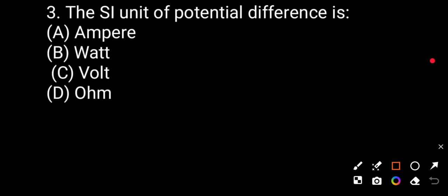Question number 3. The SI unit of the potential difference is A. Ampere, B. Watt, C. Volt, D. Ohm. The correct answer will be ohm. Option C is correct.